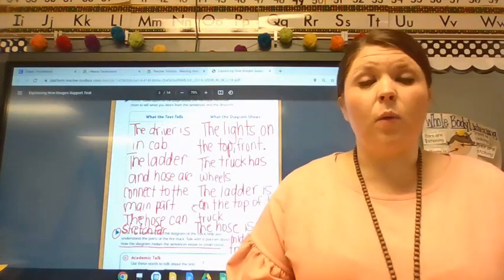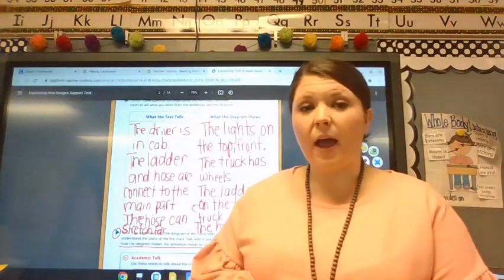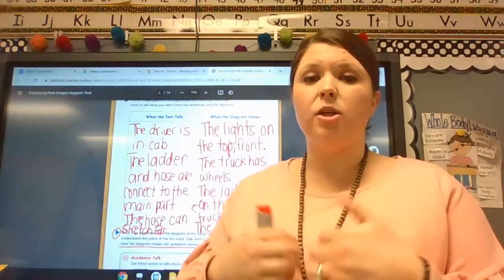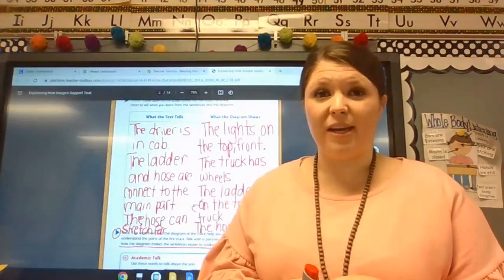All right, guys, so we are going to continue with this idea of how our images can support our text to help us describe and show more information in our learning.